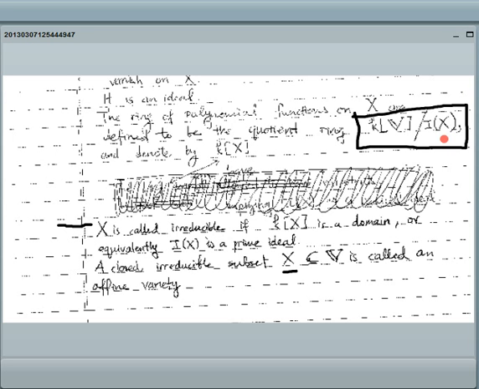If I have a set of polynomials and I look at their common zero set, that is my closed set. This is the basis for my topology. And if it turns out that the corresponding ideal is a prime ideal, then I call this set irreducible. Just to make the definition, an affine algebraic variety is a closed irreducible subset. That's it. Simple. So an affine algebraic variety is a closed set which is irreducible.